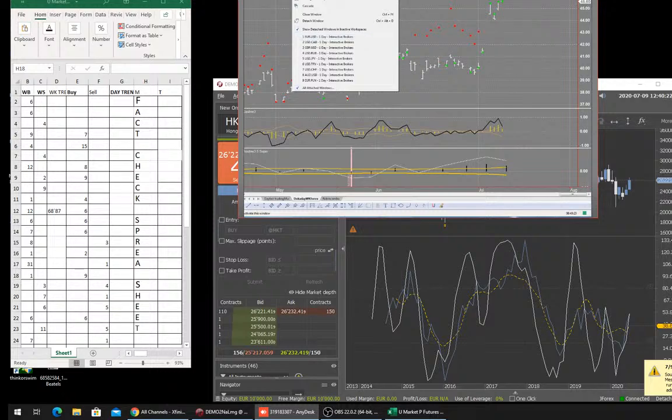Let me just double check. I think it's like $70. So they're a good distance off. Oop, wrong button. The FXI on a weekly basis. Let's go to a monthly basis on that. There we are. All right, so the FXI.